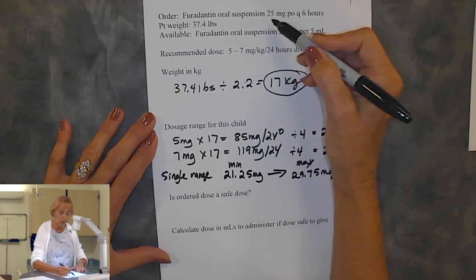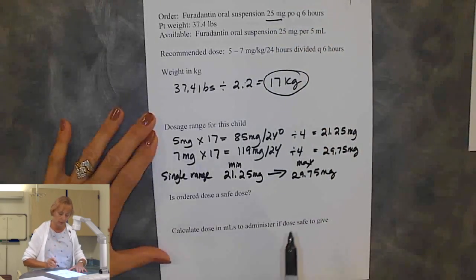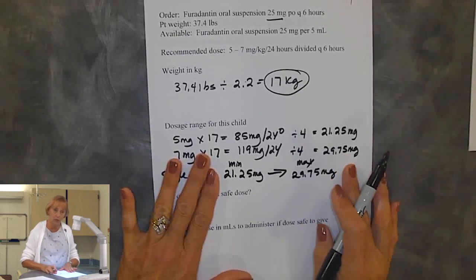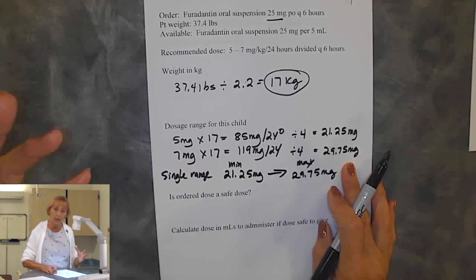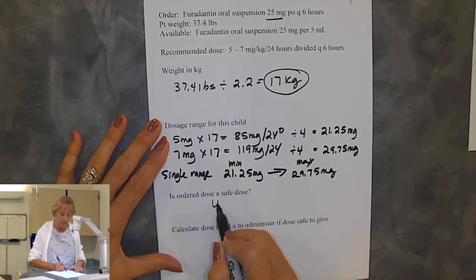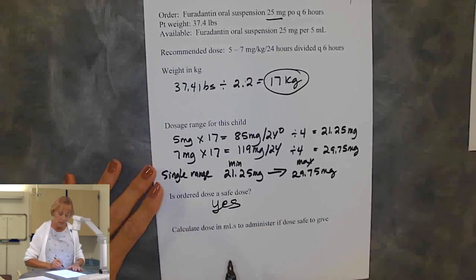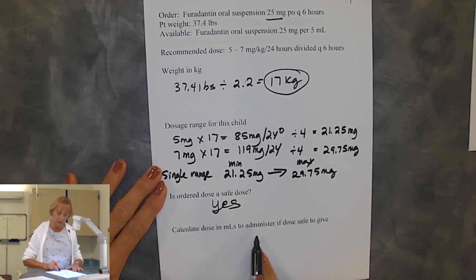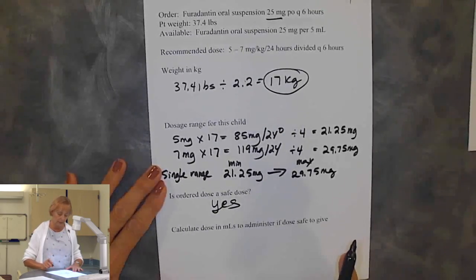So your ordered dose up here is 25 milligrams. Does it fall between these two ranges, the 21.25 and the 29.75? And it does. So it is a safe dose. Yes. So then you've decided you have a safe dose. Then you're going to calculate your dose into mLs to administer if you're going to give it.